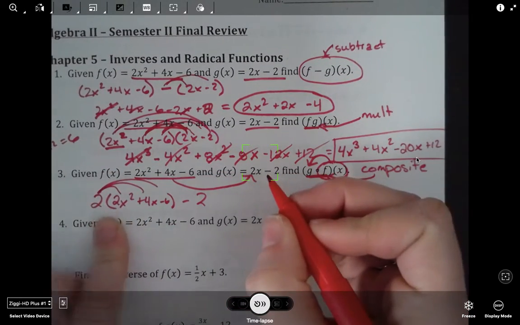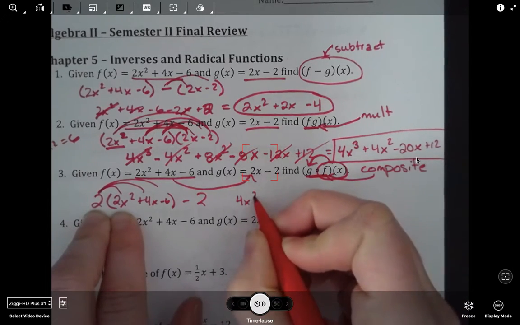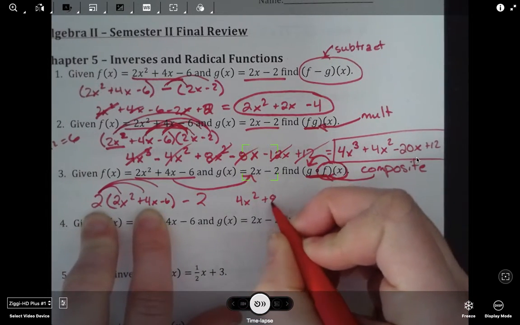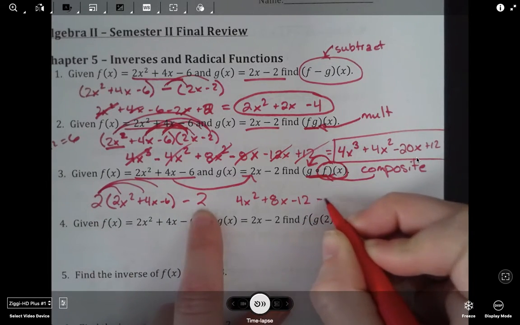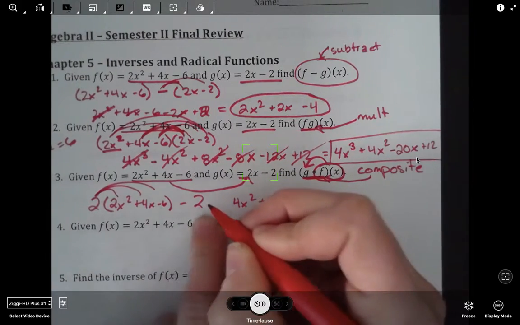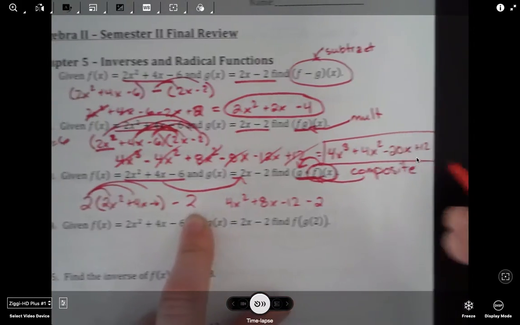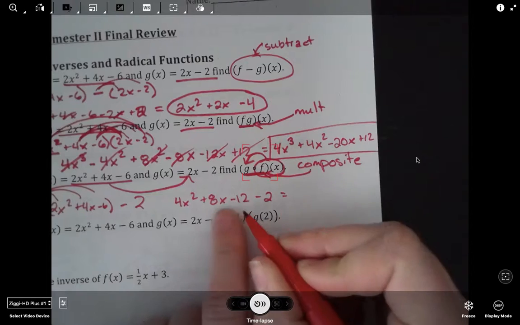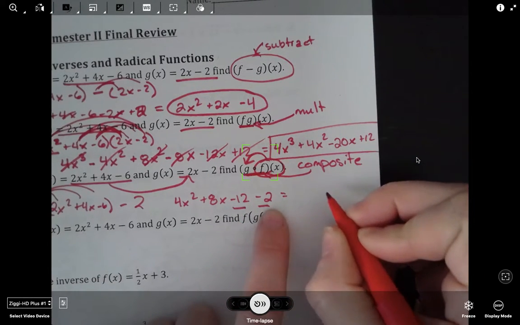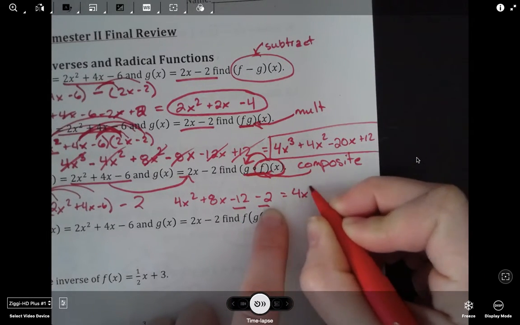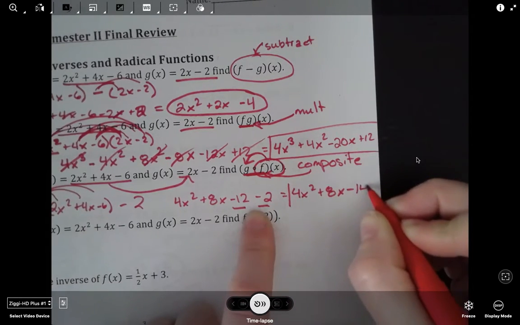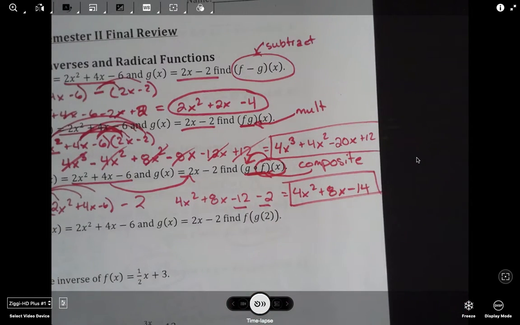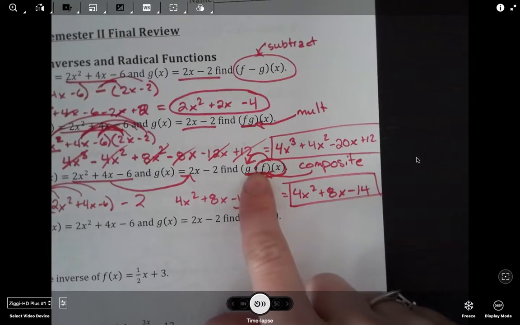Okay? So 2 times 2x squared, 4x squared, 2 times 4x plus 8x, 2 times negative 6, negative 12, but then I have this minus 2. I don't distribute that 2 to that 2, right? He's not in the parentheses. So then I just combine like terms. The only things that will combine is the negative 12 and negative 2. So 4x squared plus 8x minus 14. Okay? Good? Questions about that? That's that composite thing, okay?